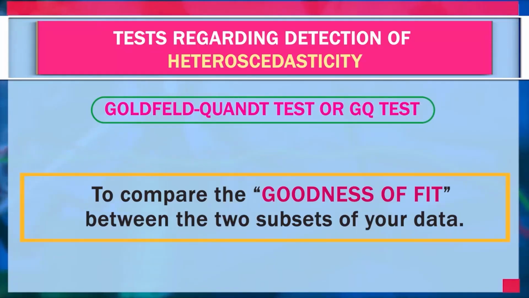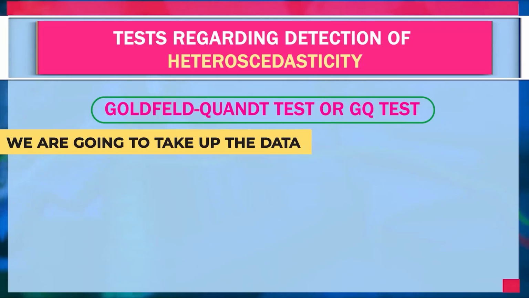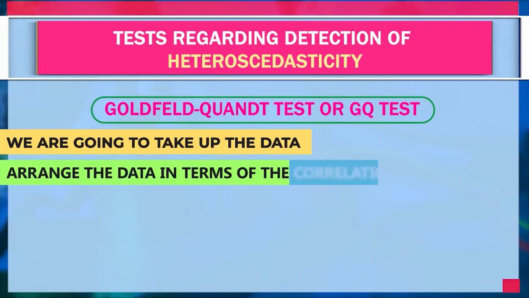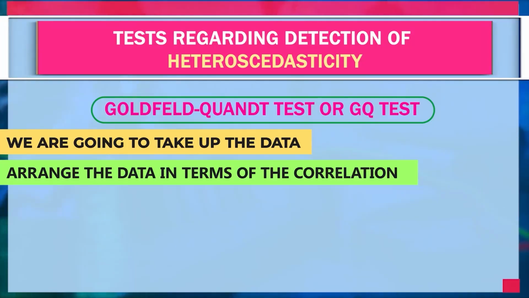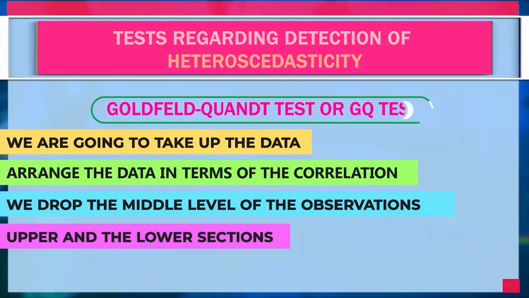So in this particular slide, we observe that there are 4 distinct steps. The first step is to take the data and arrange it in terms of its correlation with the variance of the error term, basically in ascending order. Then we drop the middle-level observations and concentrate on the upper and the lower sections, as that is where the variability will come up.